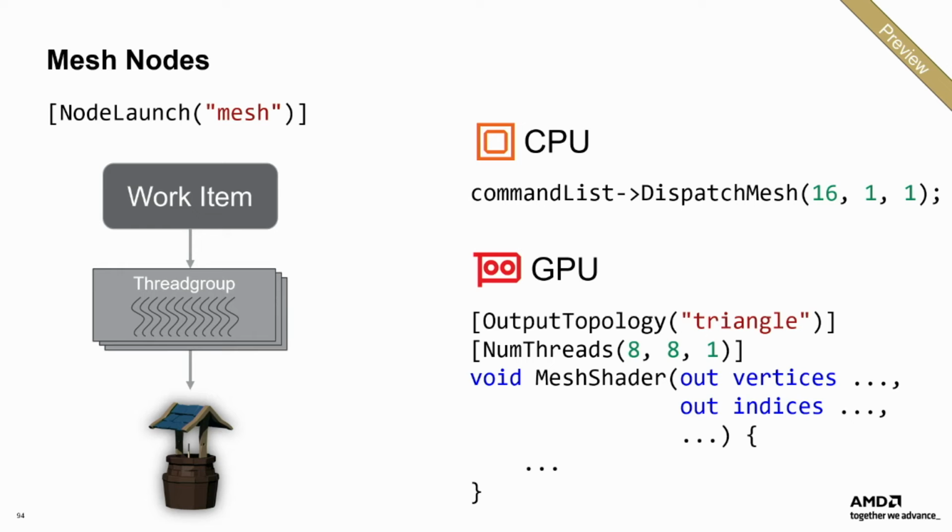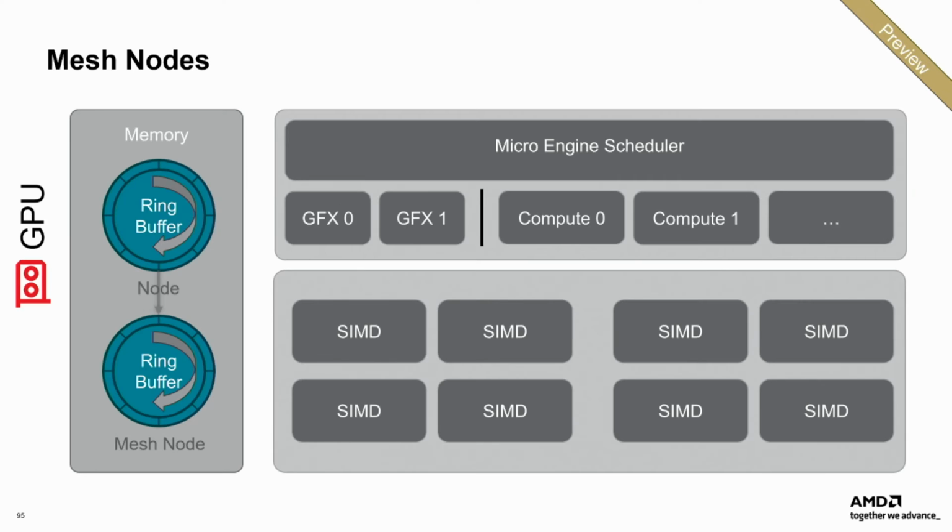And the nice thing with this is you can have different mesh shaders with different PSOs. So there has to be some sort of PSO switching in there as well. Let's take a look at how that works. Here we have a simple graph. We have just one normal compute node and one mesh node. The compute node is launching the mesh node.